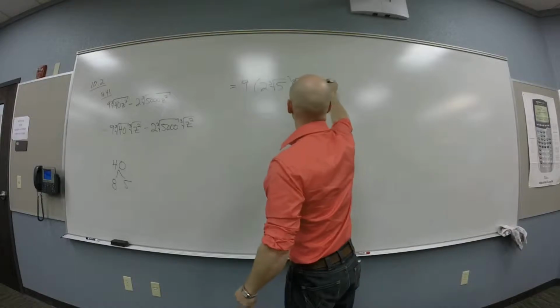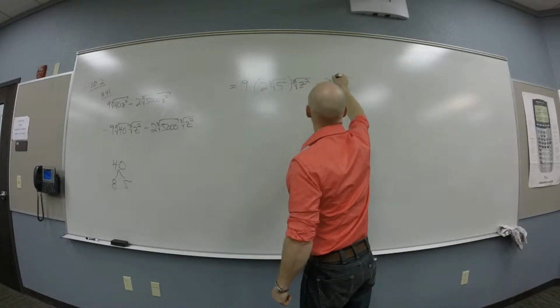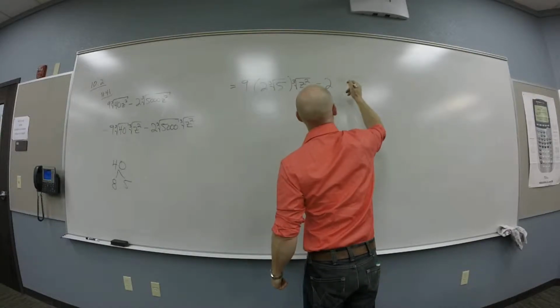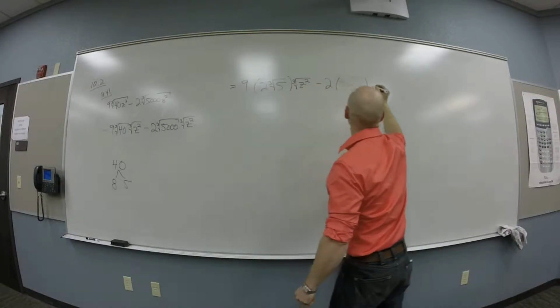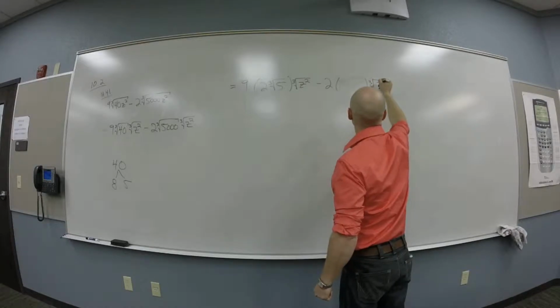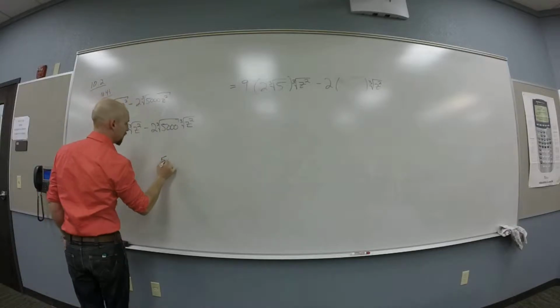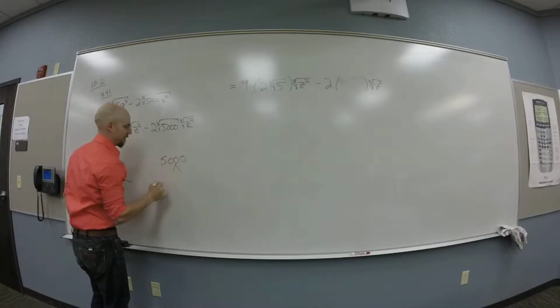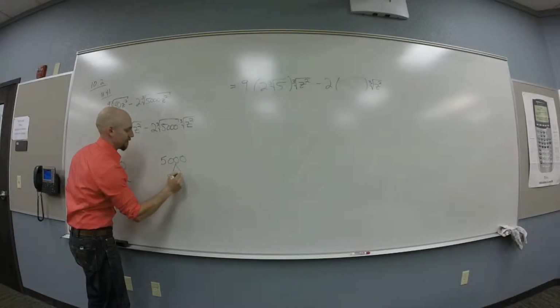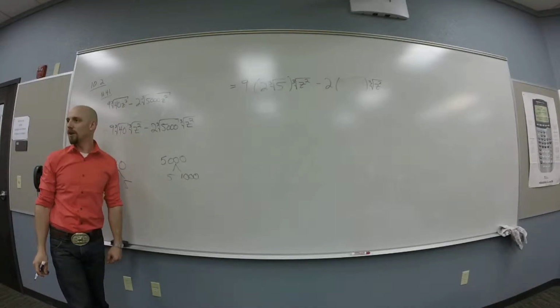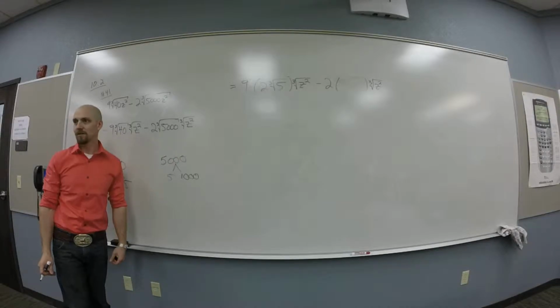And then on the other one, I've got my minus 2. I need to figure out what I can replace the cube root of 5,000 with, and I've got cube root of z squared at the end. So what's 5,000 factor into? 5 and 1,000, right? Yep. And then I know that 1,000 is 10 times 10 times 10.